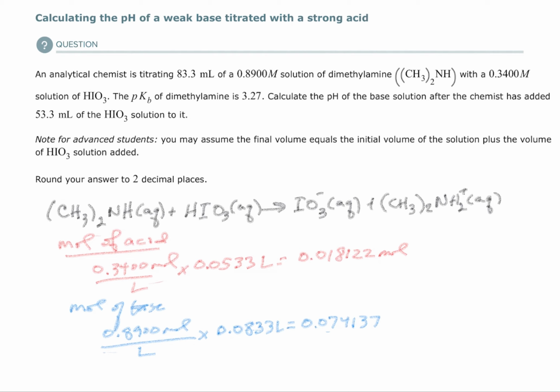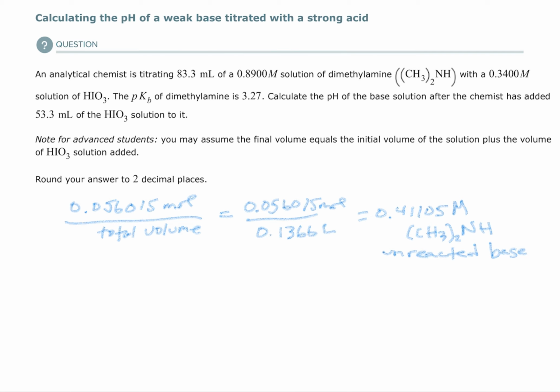Now, they give you milliliters here, so I had to be smart enough to know that I need to put that in liters so that it will cancel. So the molarity times those liters will give you the moles of the acid, and then the base, and then I just look at which one is bigger. It turns out that I had more base in this example, so I find out how much more base. Everything else is neutralized, and now I have leftover base of 0.05 moles of my dimethylamine.